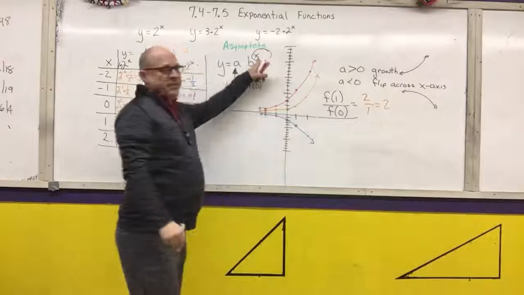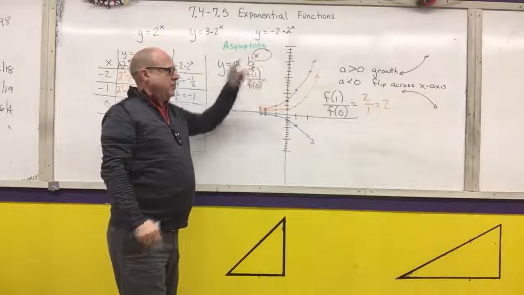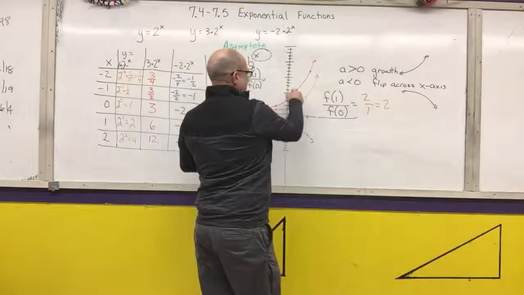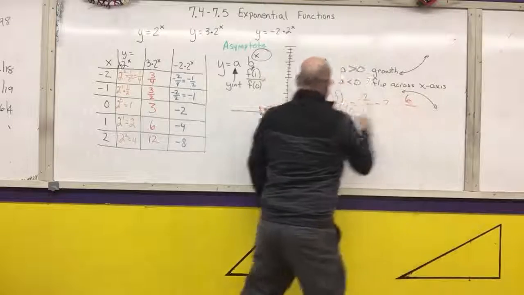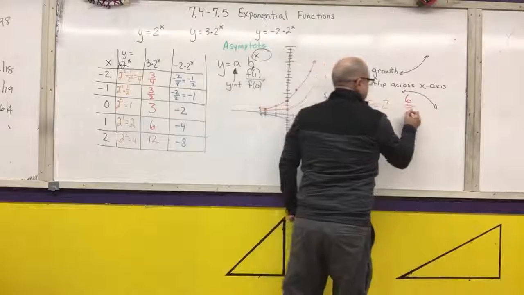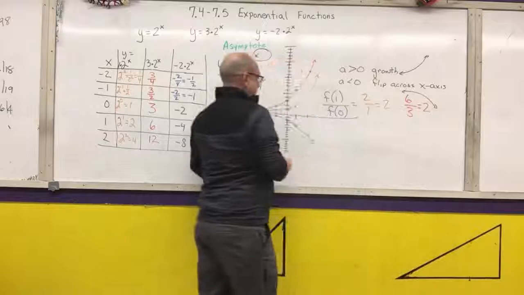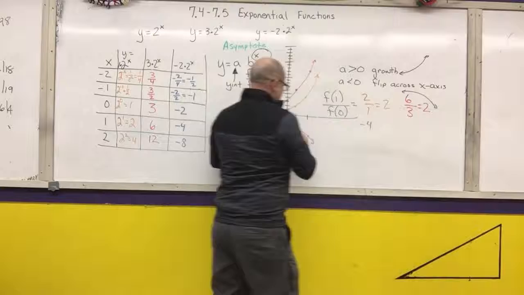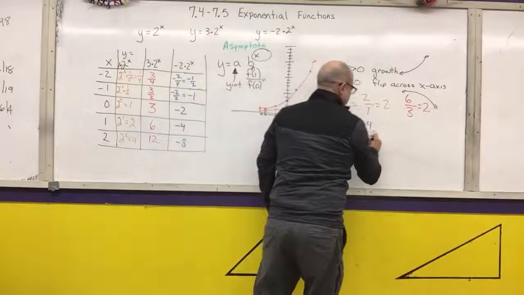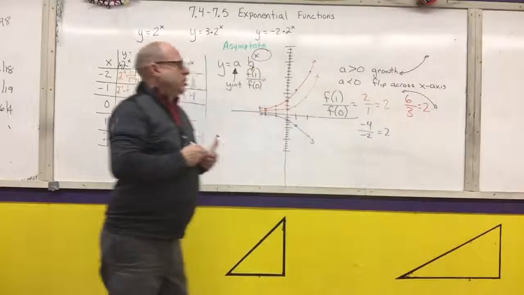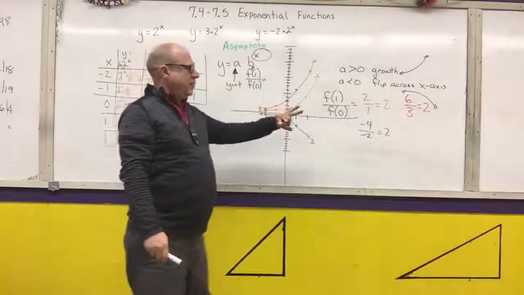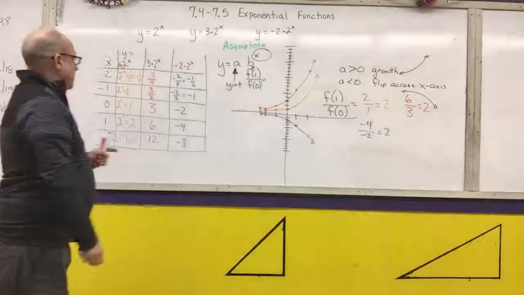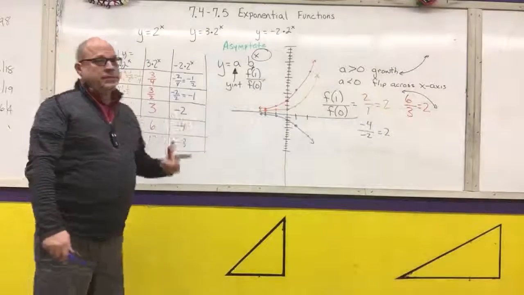Okay, and again, that's only if the exponent is just an x, not an x plus 1 or whatever. So let's try it with the red one. f of 1 is 6. f of 0 is 3. 6 over 3 is 2. f of 1 is negative 4. f of 0 is negative 2. And again, I get 2. So this is a way that if you're given a graph, you can actually come up with the numbers for your function.